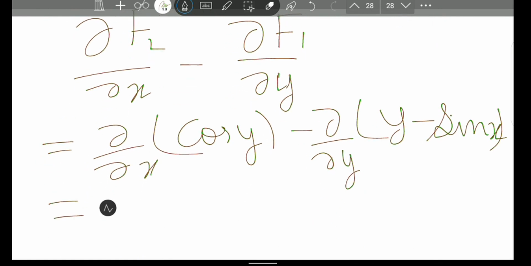Del x of cos y is just 0 because x and y are independent of each other, and if you are applying a partial derivative of two independent quantities, that is always 0. We just regard y to be a constant. Minus del y of y is 1.